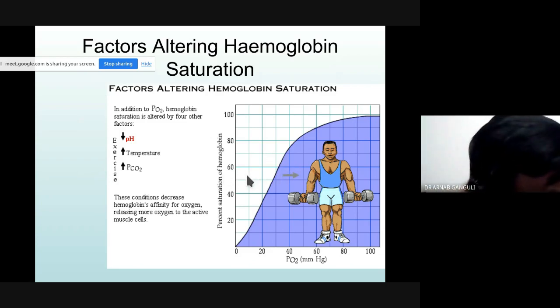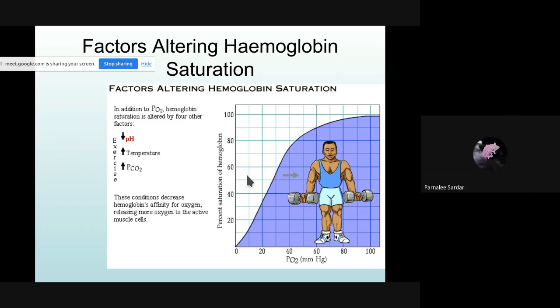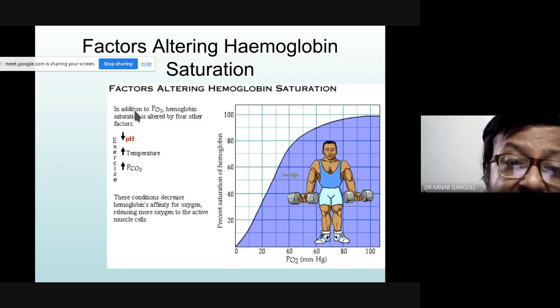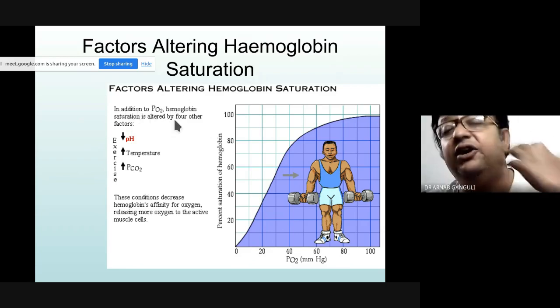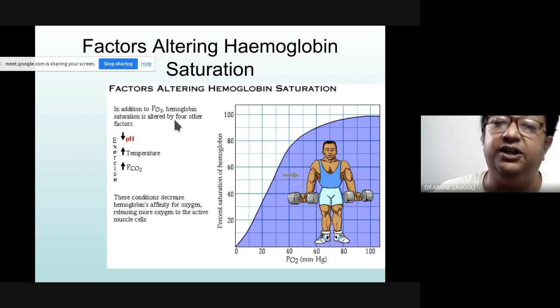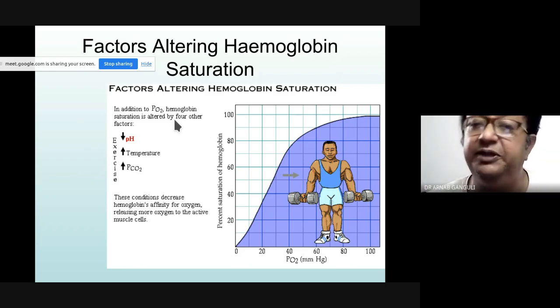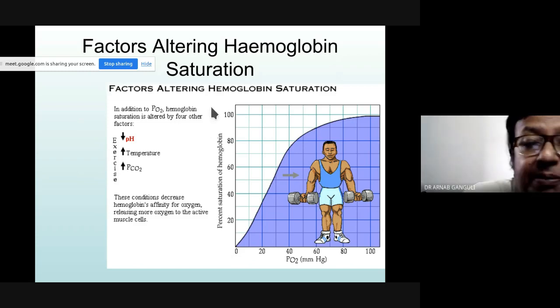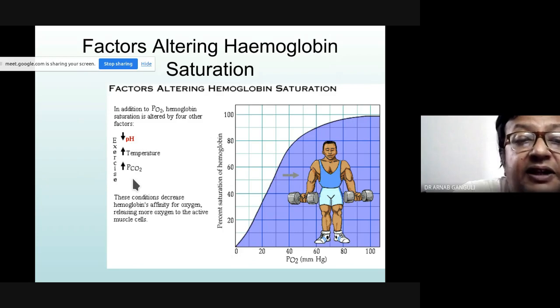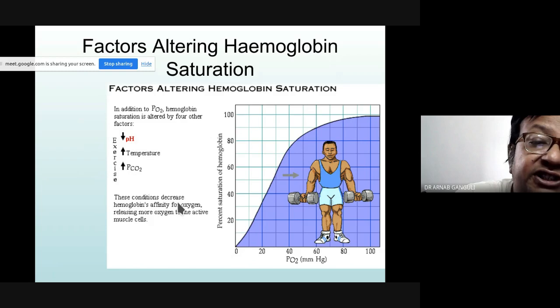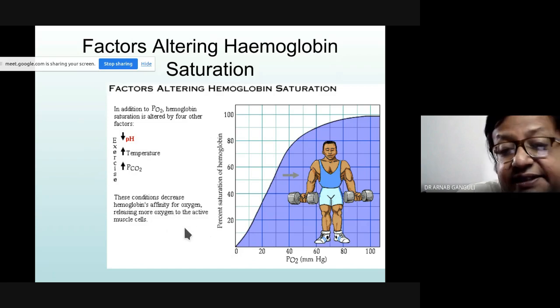Okay, yes, no? Yes, sir. So, factors altering hemoglobin saturation. First, oxygen: higher oxygen concentration, more saturation; lower oxygen concentration, less hemoglobin saturation. Apart from that, pH, temperature, and partial pressure of CO2. This is very important. These conditions decrease hemoglobin's affinity for oxygen, releasing more oxygen to the active muscle cells.